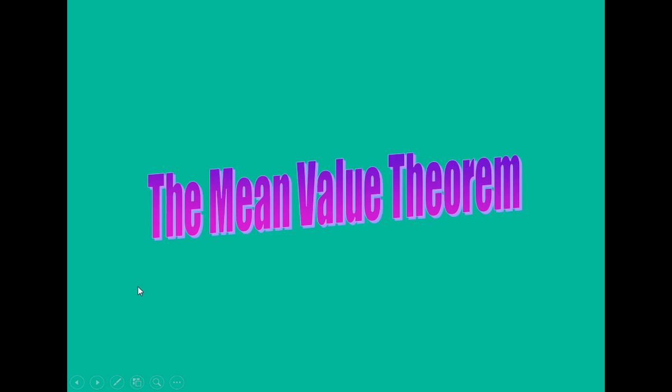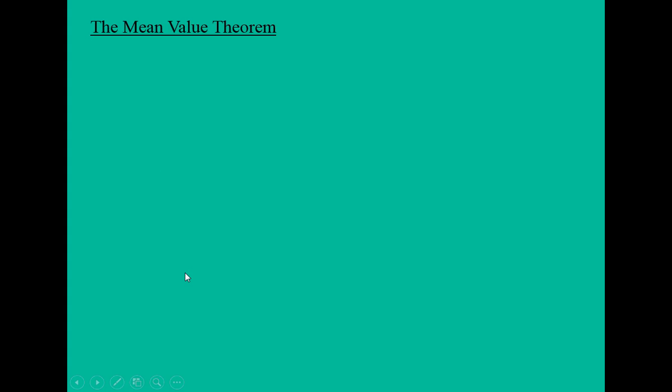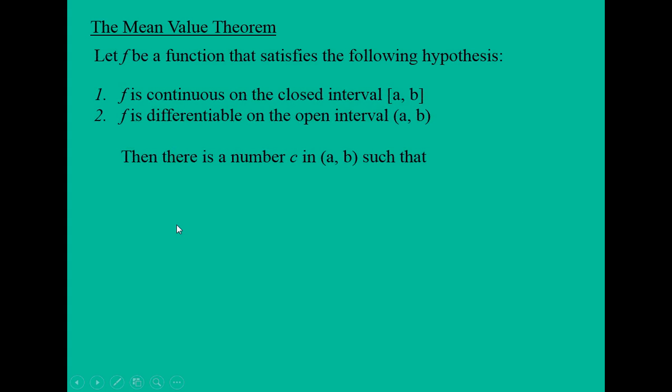Now the mean value theorem. The mean value theorem, we have two hypotheses, and then we can state a conclusion if these two hypotheses hold true for a function. So they are, f is a continuous function on the closed interval AB, and f is differentiable on the open interval AB, then there is a number c in the interval AB such that.